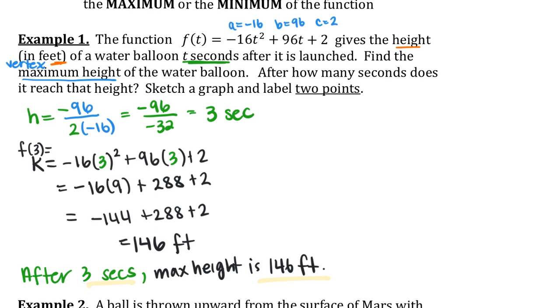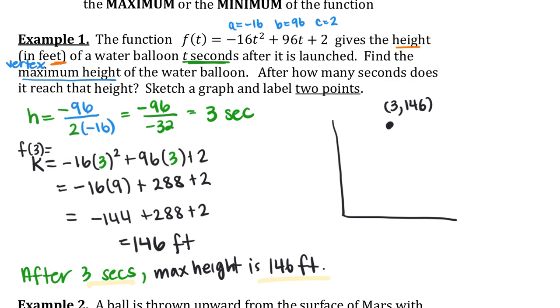I only need to label 2 points. I already know one of the points: 3, 146. This is a water balloon, so we're going to stay in positive time, so I only need quadrant 1. This is just a sketch. I don't want to scale to 146, so I'm going to guess where 3, 146 is. This is the origin. If I go right 3, I have no idea how far 3 is. I'm going to go up 146. I have no idea how high 146 is, so I'm making it up, and then I'm going to label the point. As long as you label the point, that is good enough for one of the points of the graph.